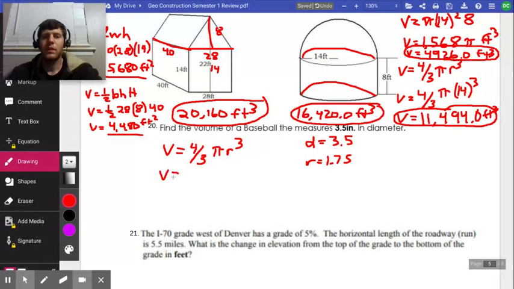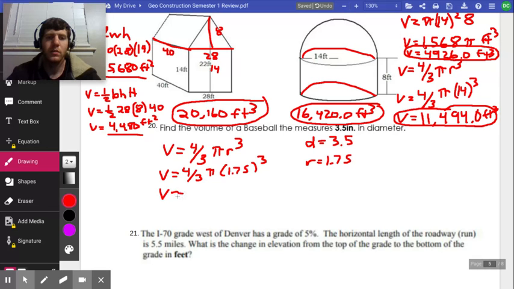Okay, so we can simply plug that in then. 4/3 times pi times 1.75 to the third power. On my calculator I'm going to do 1.75 times 1.75 times 1.75 times pi times 4 divided by 3. And I got 22.4. So volume is approximately 22.4 inches cubed.